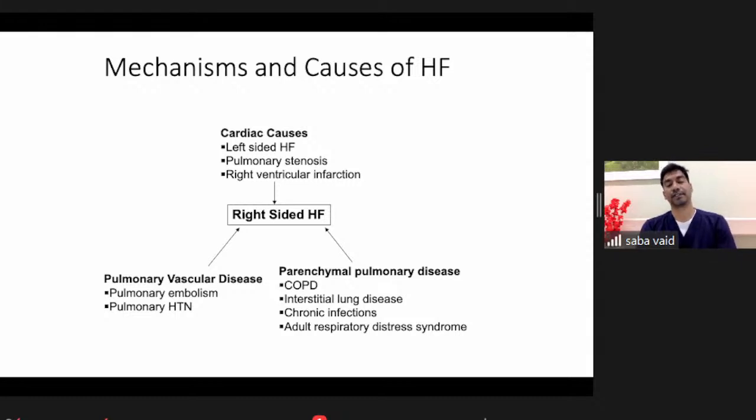Pulmonary stenosis is a condition which can cause right-sided failure, as can right ventricular infarction. Now, these are the cardiac reasons why somebody can have a right-sided failure. More commonly, you would see pulmonary causes. The right ventricle has to pump blood into the lungs. When there is a problem in the lungs, you get the condition called cor pulmonale. If there is pulmonary embolism or pulmonary hypertension, like primary pulmonary hypertension, the right heart finds it very difficult to pump blood into the lungs, and as a result, there can be right-sided heart failure. Long-standing parenchymal diseases like COPD, interstitial lung diseases, chronic infections like tuberculosis, or conditions like ARDS, whatever be the reason for the ARDS, can lead patients to right-sided heart failure.